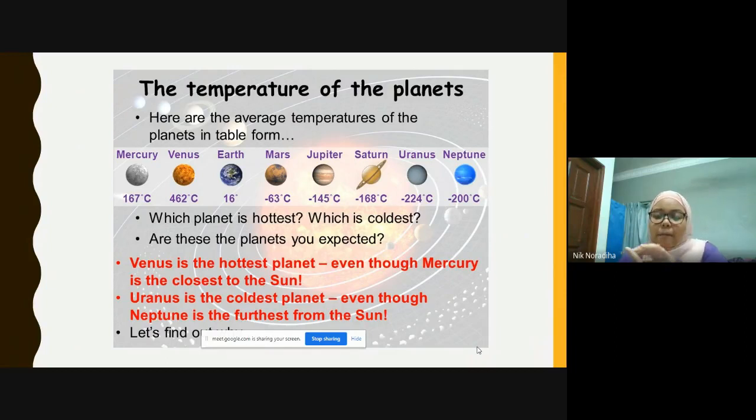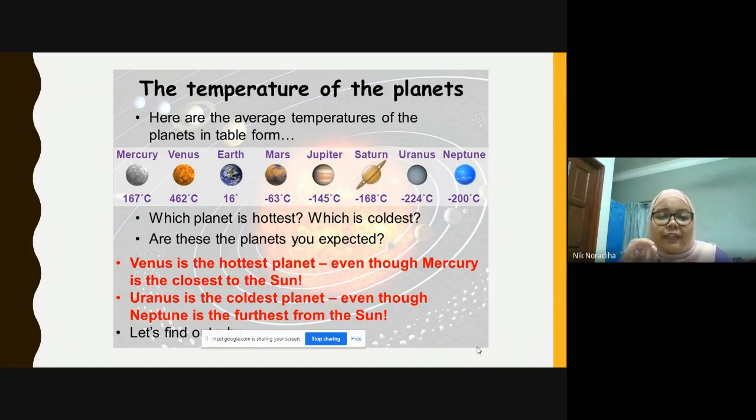That's why more of the heat that Uranus gets is poured into outer space. So it will return only a little heat compared to Neptune. Even though Neptune is far from the sun, Uranus recorded the lowest temperature. Lowest temperature means the coldest.